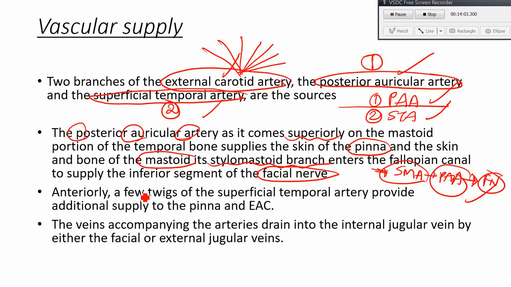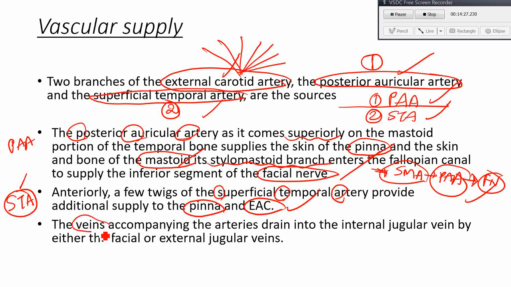Anteriorly, a few twigs come from the superficial temporal artery. The second one is the superficial temporal artery. They provide supply to the pinna and external auditory canal. What is the blood supply? Mainly the superficial temporal artery and posterior auricular artery. As you know, the posterior auricular artery supplies the skin of the pinna, the mastoid and also the facial nerve.